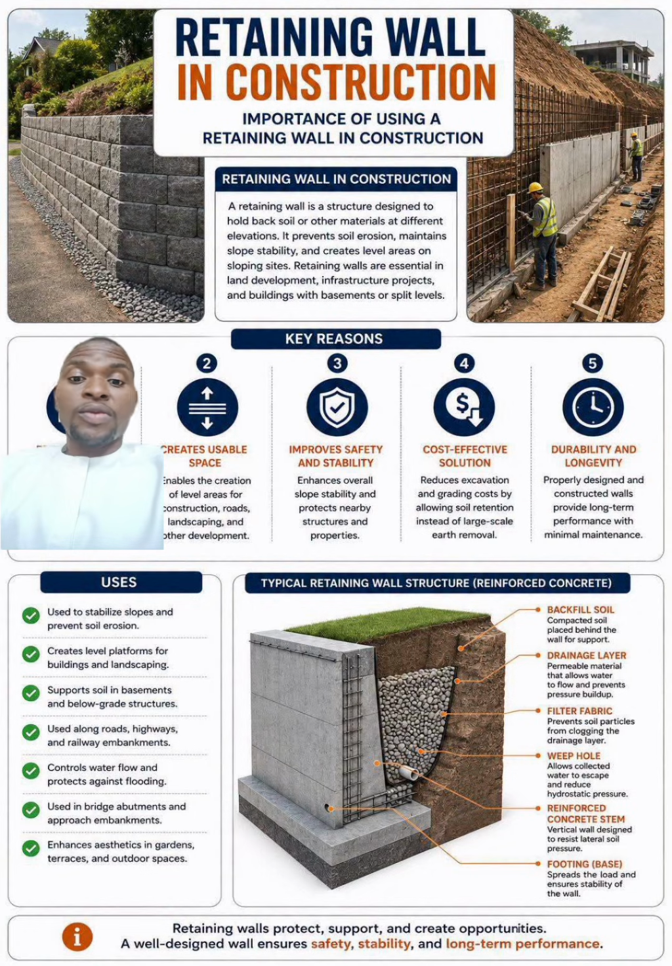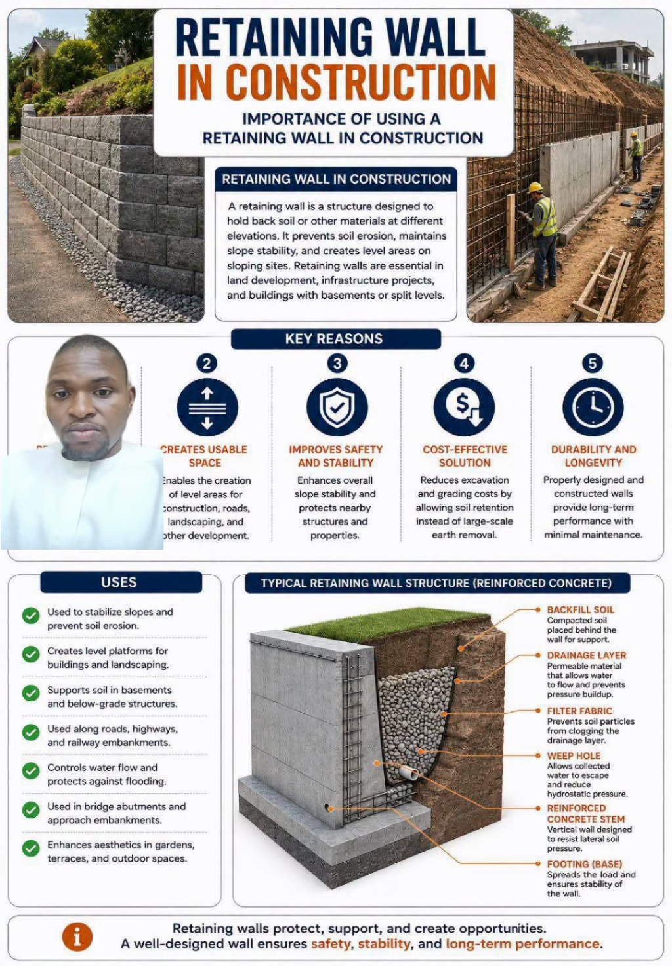Then we have the reinforced concrete stem. This is the vertical wall designed to resist lateral soil pressure. Then we now have the footing base, which spreads the load and ensures stability of the wall. So this is just a pictograph of a retaining wall. With this picture, it gives a clear guidance on how a retaining wall looks.